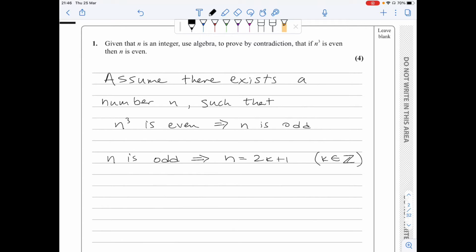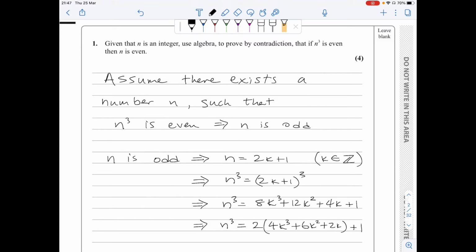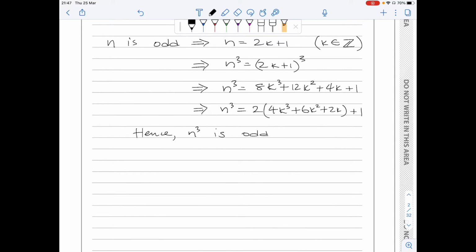So n cubed is equal to (2k plus 1) cubed. I can expand this either by using the binomial expansion or by writing the same bracket 3 times and expanding. Then I will take out a common factor of 2 from the first 3 terms and conclude that n cubed is an odd number, since I can write this in the form 2 times something plus 1. So this creates a contradiction with my original assumption. So I can finish off with a conclusion now by rewriting what the question originally asks for.